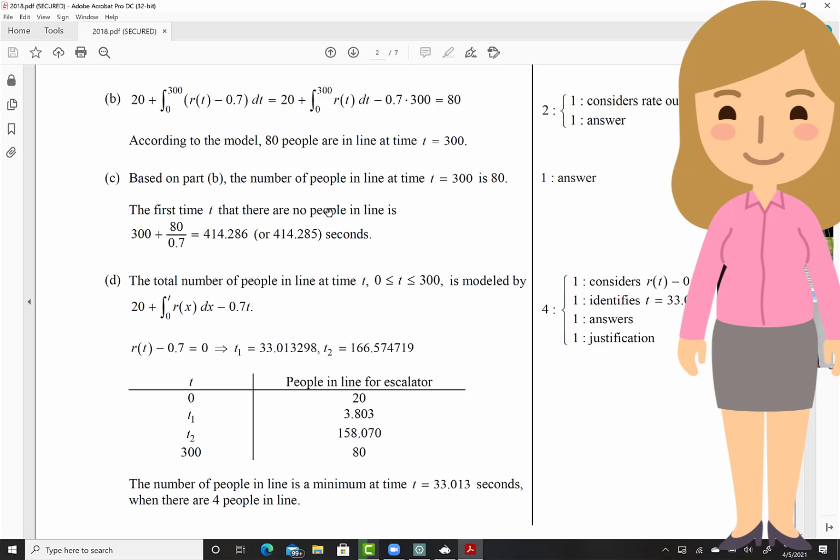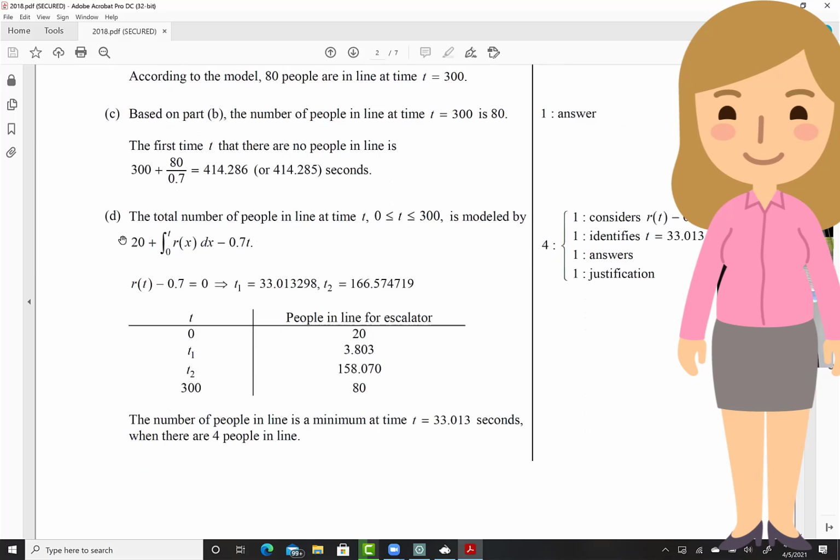The first time t is that there are no people in line. And I like it. 300 plus 80 divided by 0.7. Yeah, I like that. Letter D. The total number of people in line between 0 and 300 is modeled by... There's my model. I like it, guys. I like it a lot.